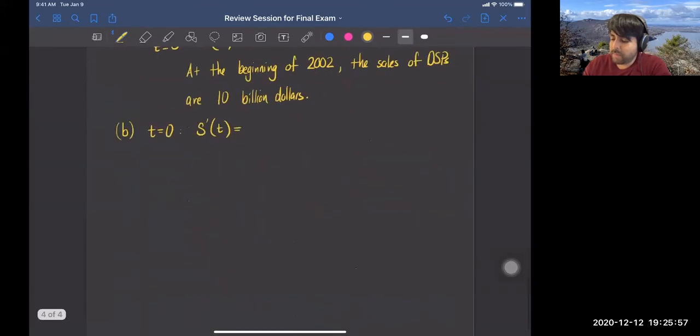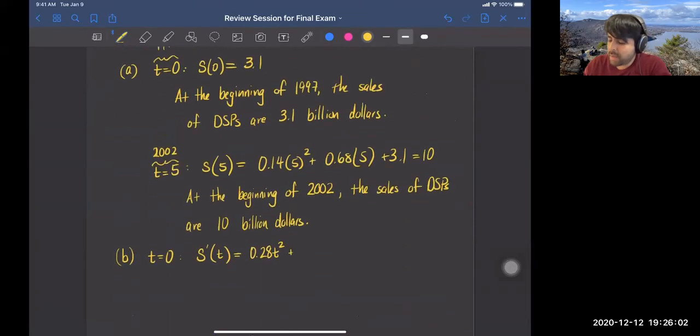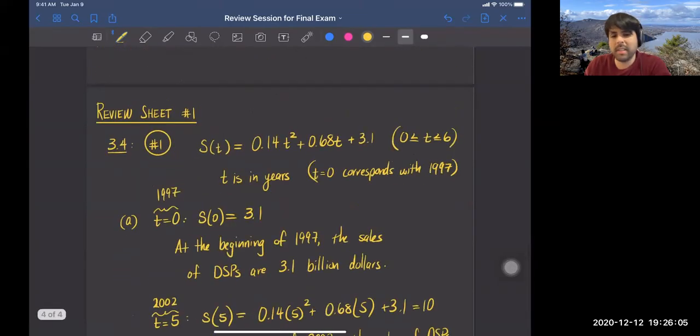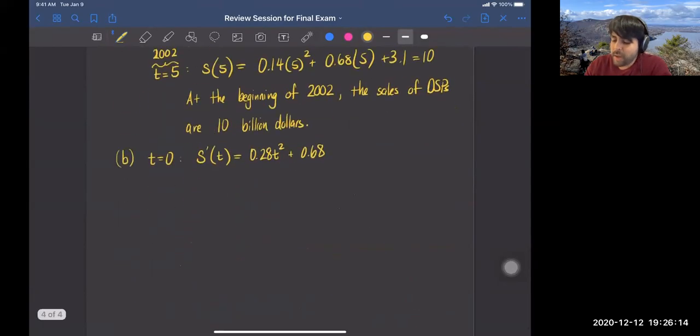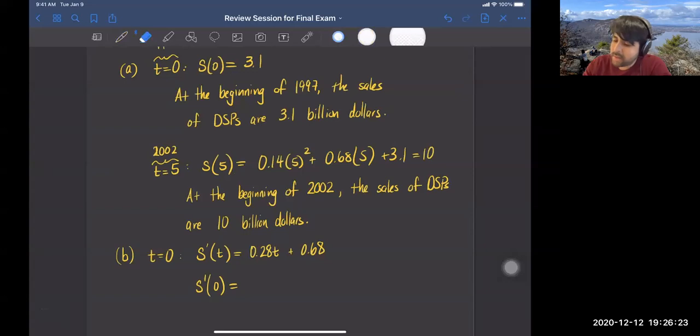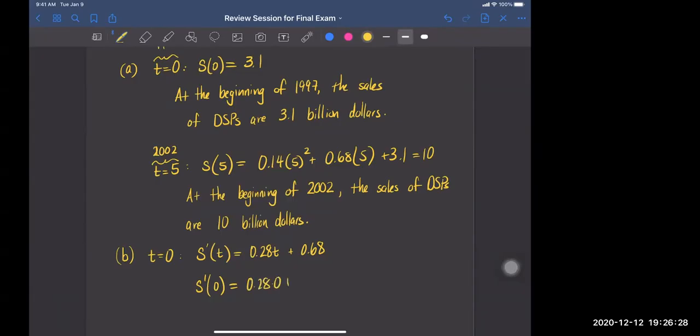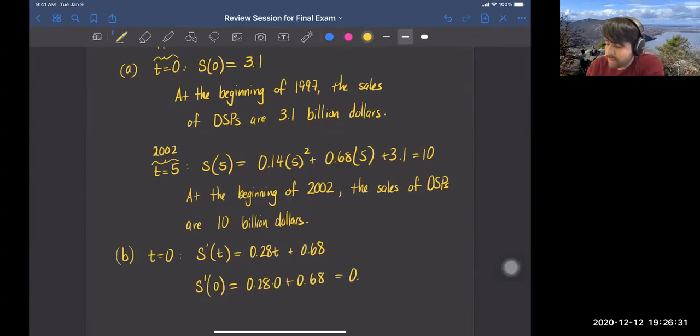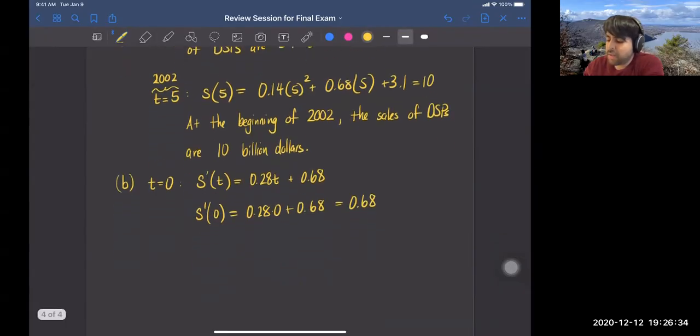And the derivative here is 0.28 t plus 0.68. Sorry, this should be t, not t squared, because I took the derivative. The derivative is quite easy to find, isn't it? We've been dealing with much more difficult, complex functions, but this is one of the simpler ones. Now all we have to do is plug in 0, and you get 0.68. This is in billions, so this is really $680 million.